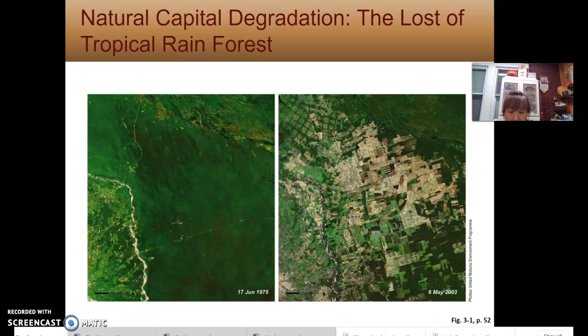This diagram, or this satellite photo, shows you the change of the size of a tropical rainforest. If you look at the left one, which is totally covered with green, and then about 30 years later, the majority, about half, would be used for something else.